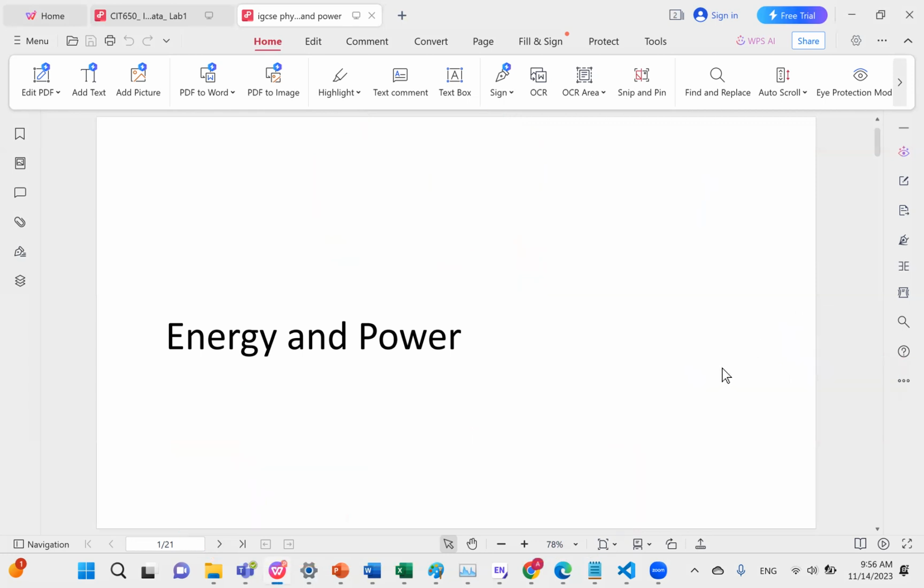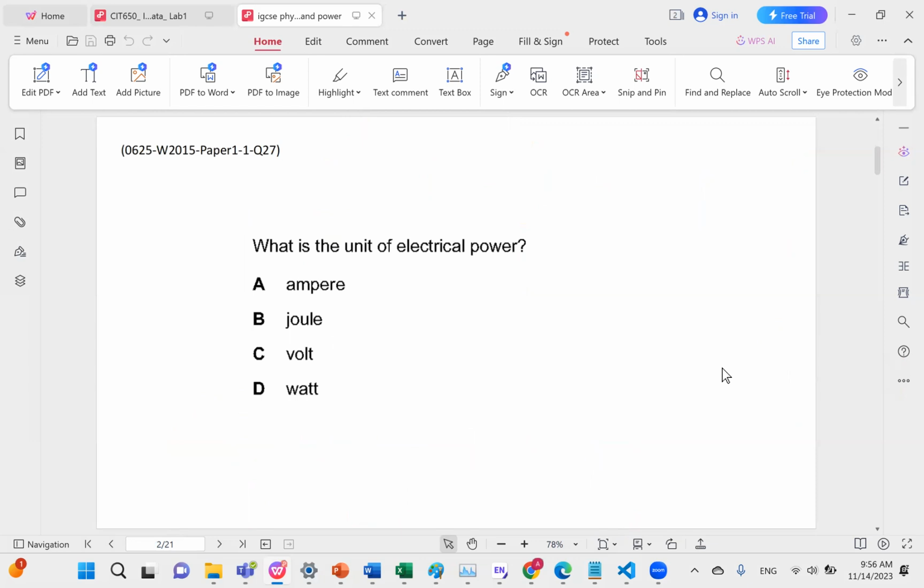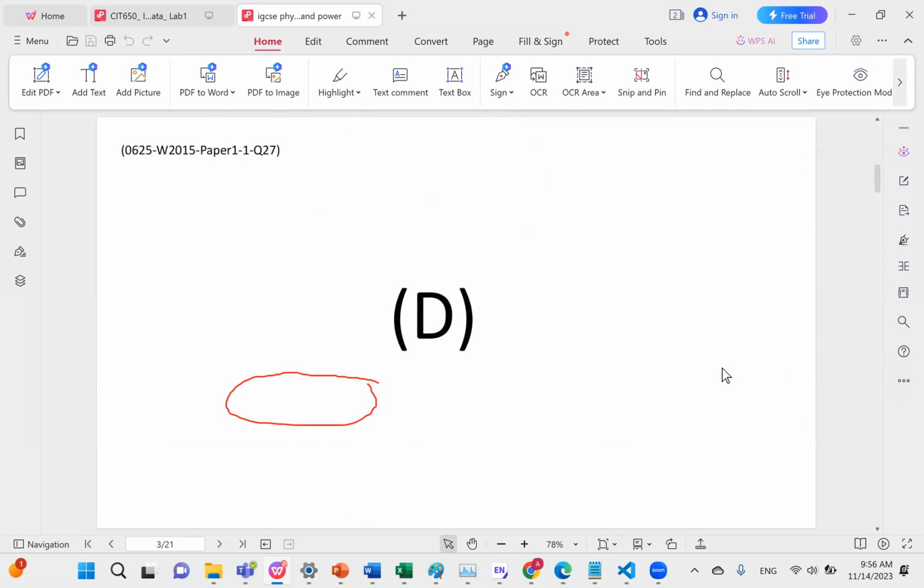Let's begin answering some questions. What is the unit of electrical power? Electrical power or mechanical power or any sort of power is measured in watts. You should know that from mechanics. So the correct choice here would be choice D.